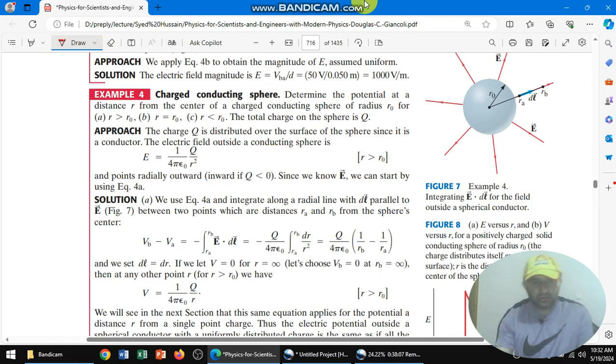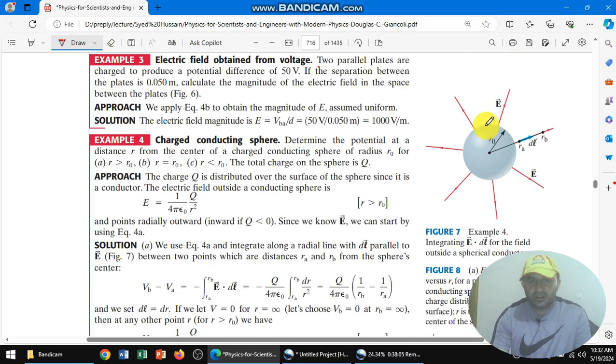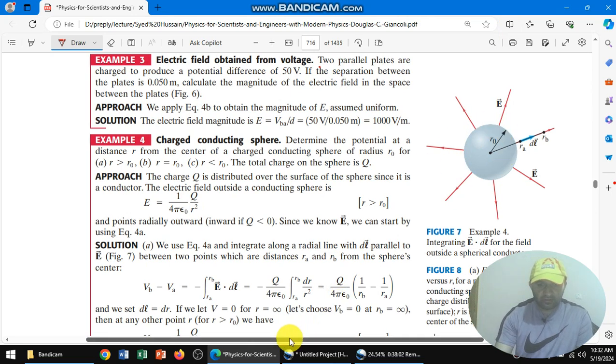This is example number 4. Charge conducting sphere. We have a charge conducting sphere. The charge is distributed on the surface. So let me explain this.